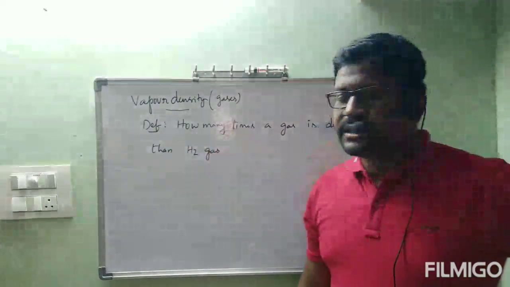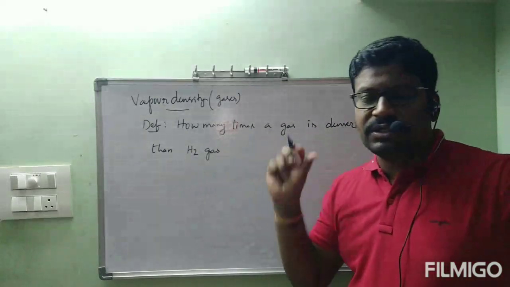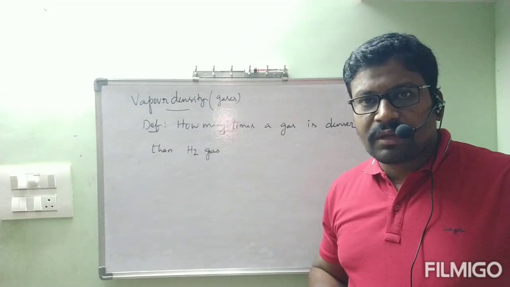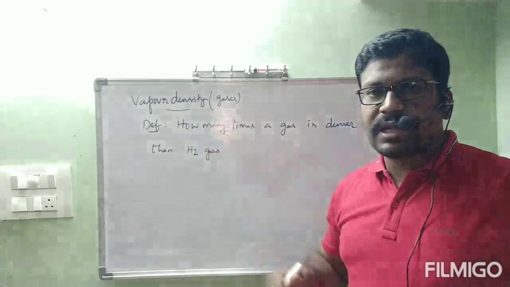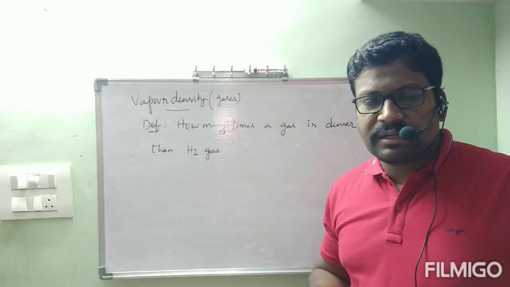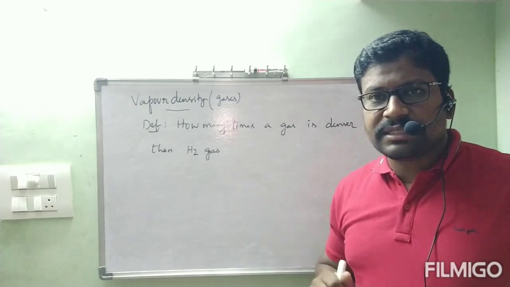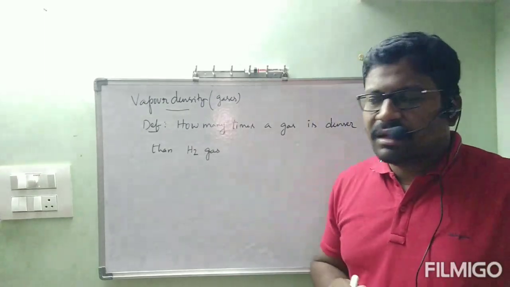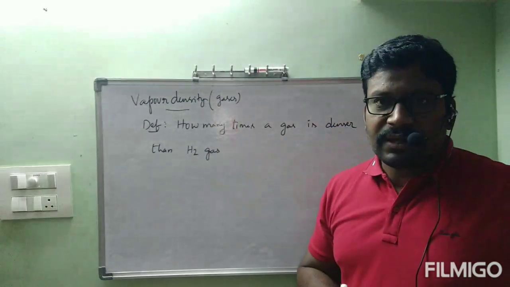Now, what is the vapor density definition? How many times a gas is denser than hydrogen gas? Let us consider one gas, any X, that is 2 times denser than hydrogen gas. Then what is the vapor density of that gas? 2. If some other gas A is 3 times denser than hydrogen gas, then what is the vapor density of that gas? 3. Like that, vapor density is defined as how many times a gas is denser than hydrogen gas.